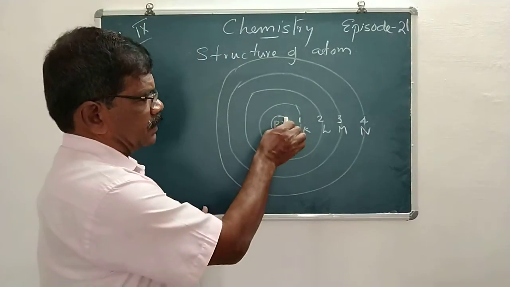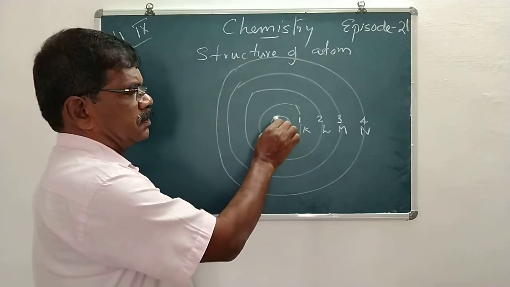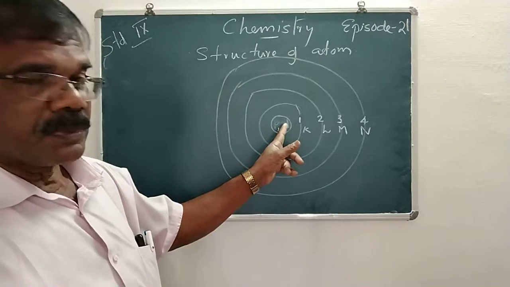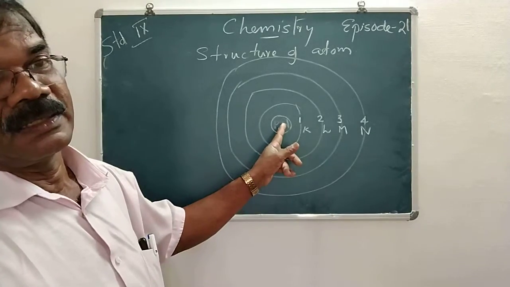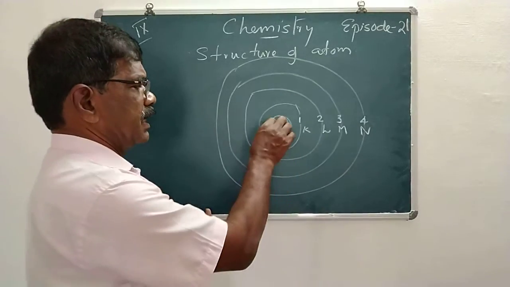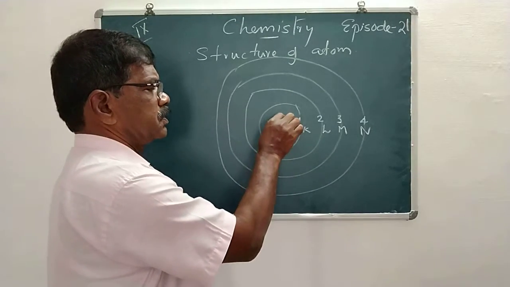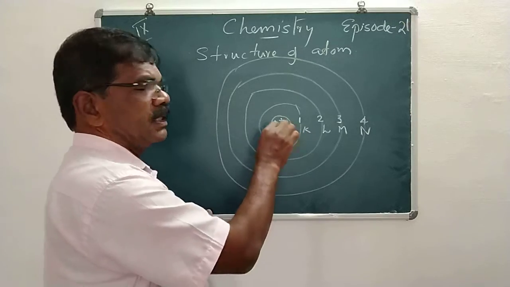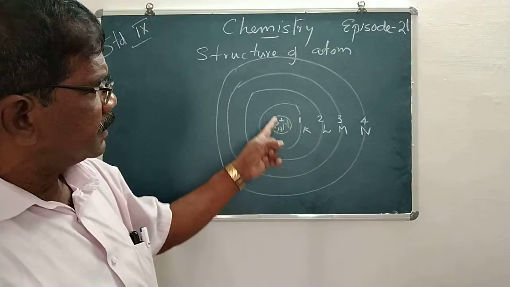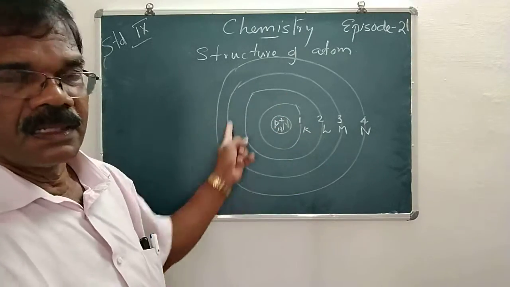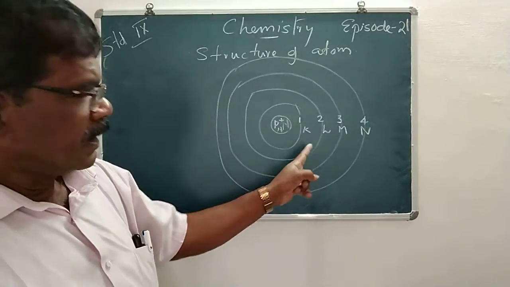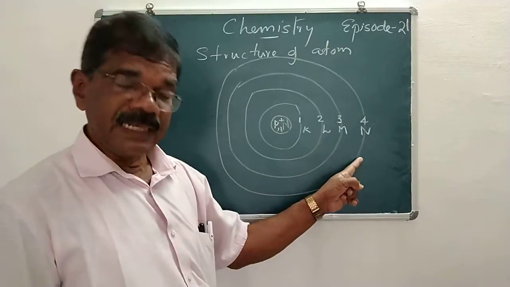The center of the atom is the nucleus. The nucleus contains protons and neutrons. Since protons are situated in the nucleus, the charge of the nucleus is also positive. Why? Because it contains protons. And the electrons are always revolving around the nucleus in definite paths. These paths are called shells.